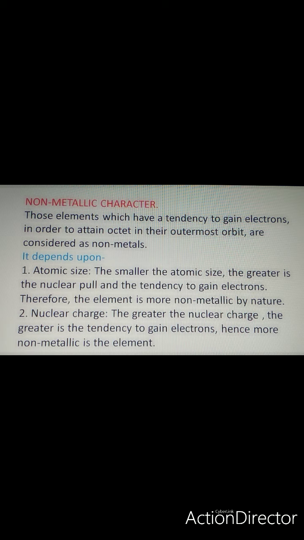So it also depends upon atomic size and nuclear charge. The smaller the atomic size, the greater is the nuclear pull and the tendency to gain electrons. Therefore, the element is more non-metallic by nature. Then second is nuclear charge. The greater the nuclear charge, the greater is the tendency to gain electrons. Hence, the more non-metallic is the element.